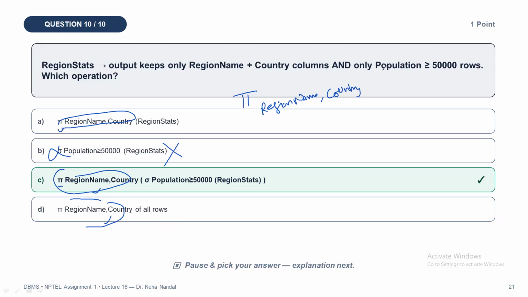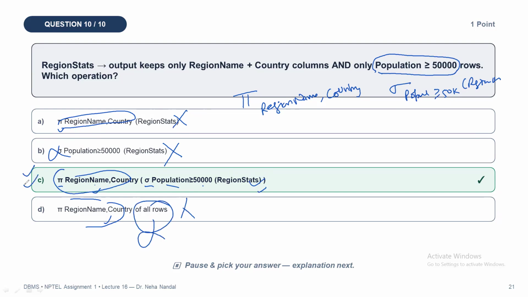Now we need to select only those rows having population greater than or equal to 50,000. So it should work like select population greater than or equal to 50,000. Here it was already ruled out. Here it is not talking about selection at all, ruled out. Here it is talking about select population greater than or equal to 50,000 from the table region stats. So yes, this works for us. And then project only region name and country. Again, it is projecting all the columns, not fit. So only C is the option which is fitting for the question.